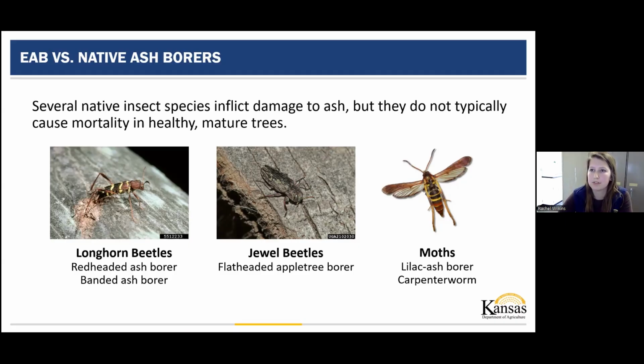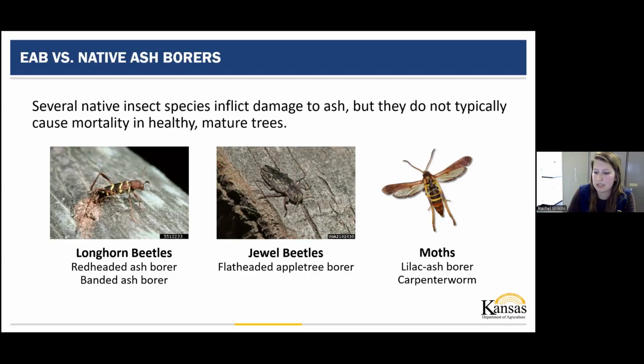So one group of native insects you can look for are longhorn beetles on the left there. This is a different family of beetles, and a couple of examples of species are the red-headed ash borer, seen in the photo, and then the banded ash borer. And then in the middle there we have jewel beetles. This is the same family as emerald ash borer. One species in this family that you might see is the flat-headed apple tree borer. And then finally on the right, we have moths. There are moths that will feed on ash trees as well. A couple examples are the lilac ash borer and the carpenter worm.